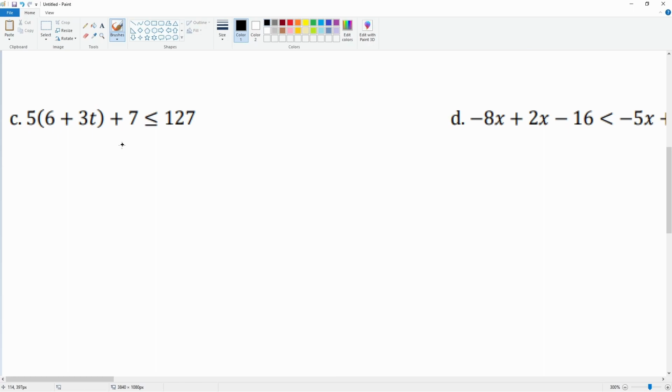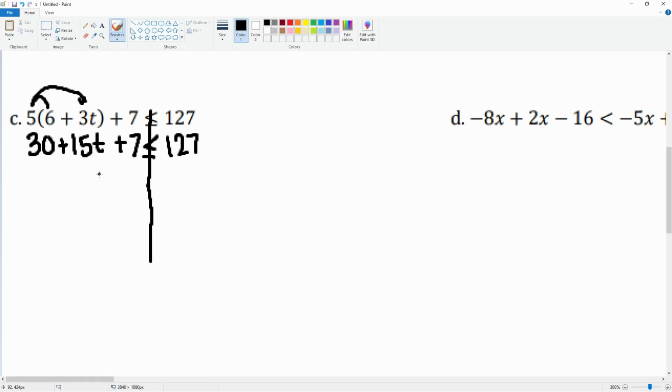Number 5. Let's bring down the line. There are no like terms to see, but there is this weird 5. So what I'm going to do is I'm going to distribute. 5 times 6 becomes 30. 5 times 3t becomes 15t, plus, that is just me distributing. Now I'm going to bring everything else down. Bring down the plus 7. Bring down the inequality, minus 27.